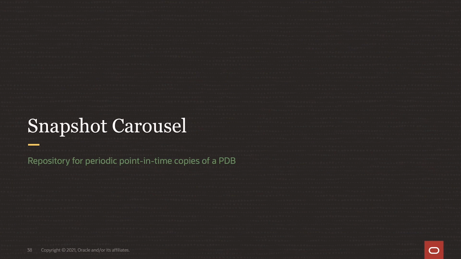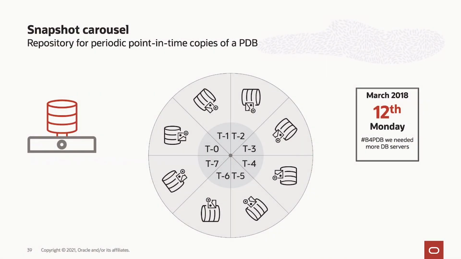In this section, we discuss the snapshot carousel. This is a repository for periodic, point-in-time copies of a PDB. For example, we might take nightly snapshots of a particular PDB. It makes sense to limit the number of historical snapshots we take. Perhaps we only need snapshots for the past week. The maximum number of snapshots to be retained is configurable. The default is 8, which is also the highest value that is currently supported.